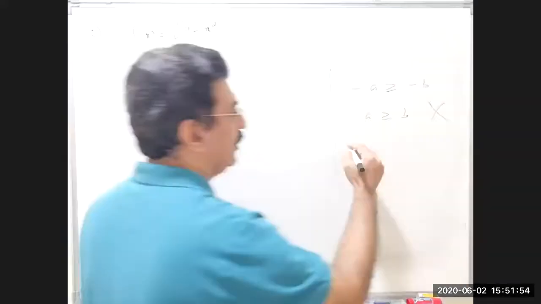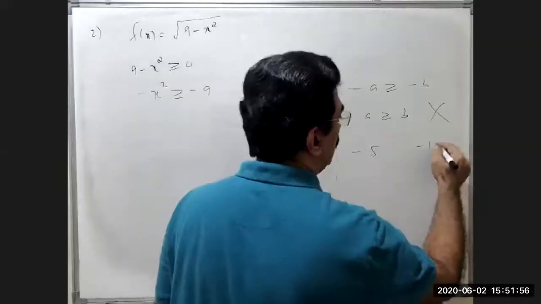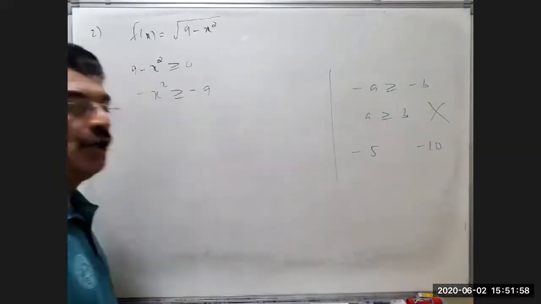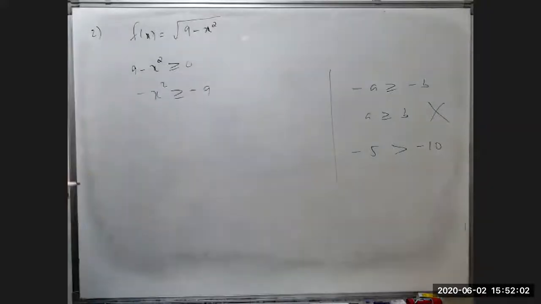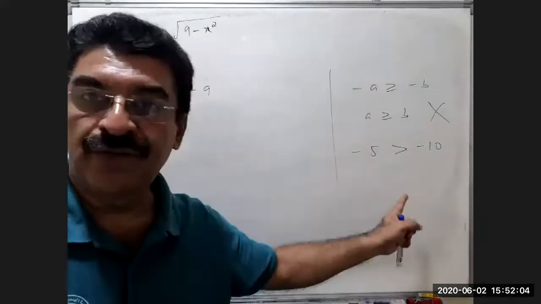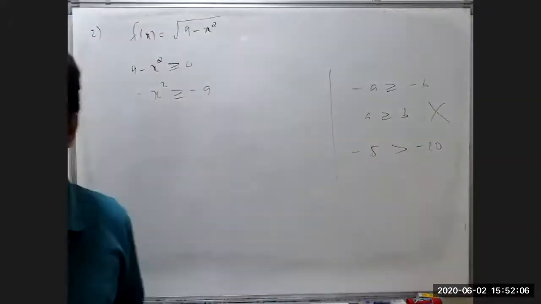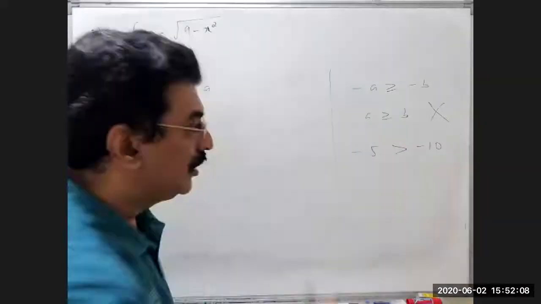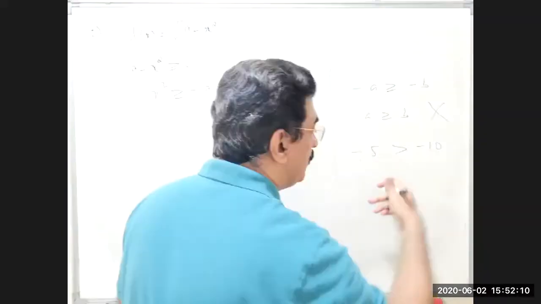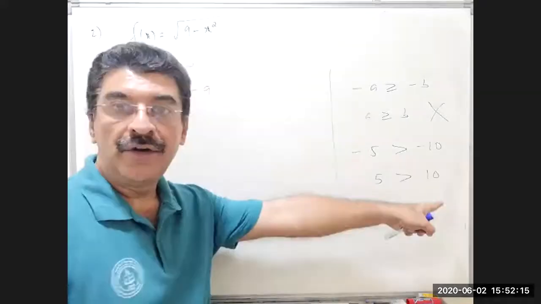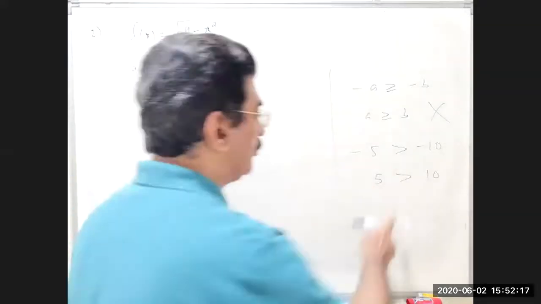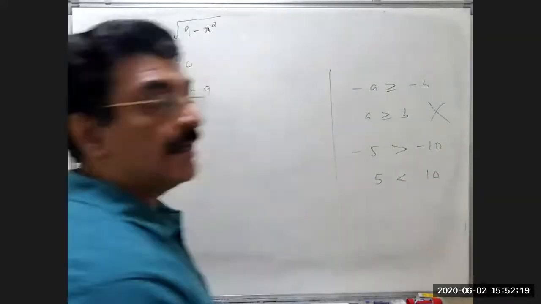The reason: minus 5 and minus 10. We know that minus 5 is greater than minus 10. Out of minus 5 and minus 10, minus 5 is bigger. If we cancel minus on both sides, 5 greater than 10. Is it correct? No, it is wrong. So what is the correct statement? 5 is less than 10.